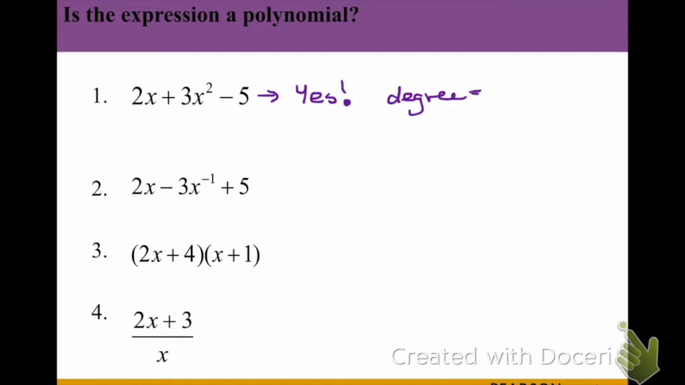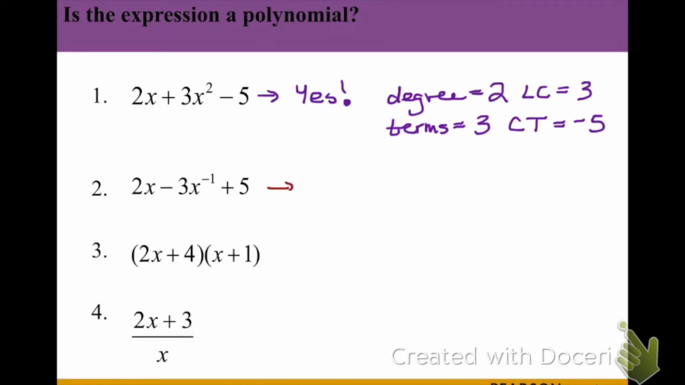Notice in this case, the degree of the polynomial would be 2, since that is the highest exponent. The number of terms here is 3, making this a trinomial. The leading coefficient is also 3, since that is the coefficient on the x squared term, and our constant term here is going to be negative 5, since it is the term with no variables.